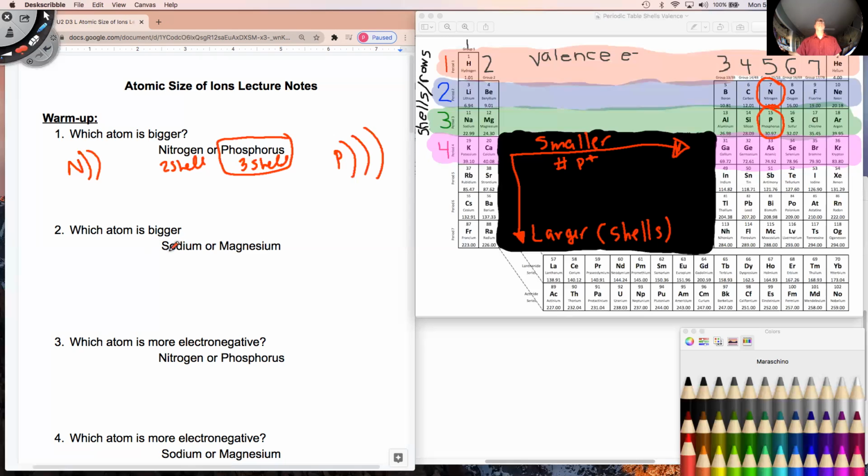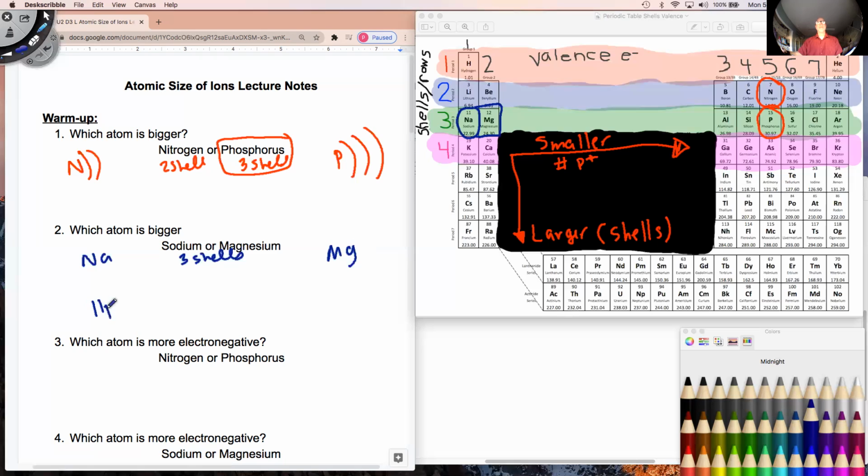Number 2, the question is, which is bigger, sodium or magnesium? So let's take a look. We're comparing sodium and magnesium. Now, what happens when they're on the same shell? Because both of these have 3 shells. So what are we going to do with the neutral atom? Well, now it comes down to the number of protons. So which element has more protons? So you have sodium and you have magnesium.